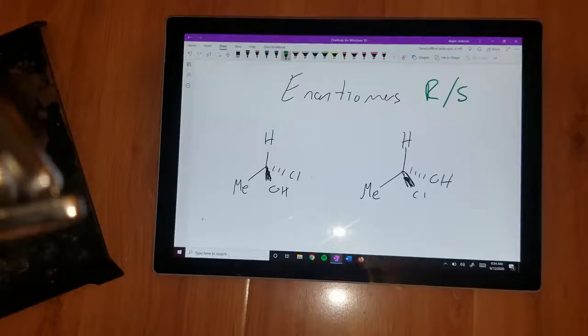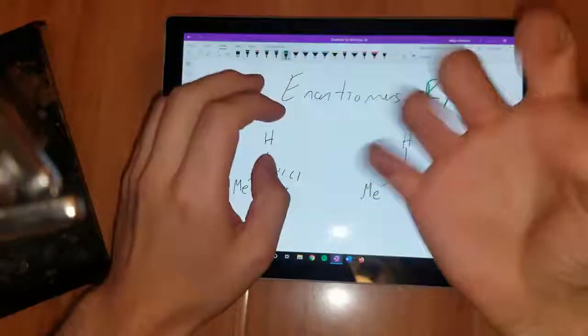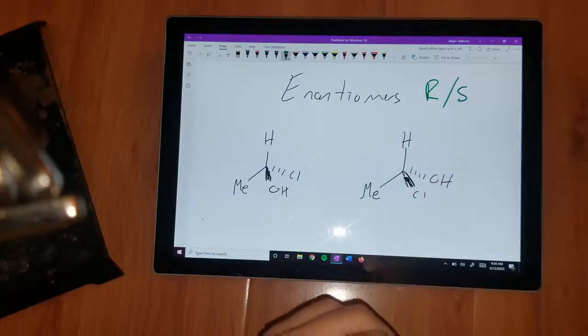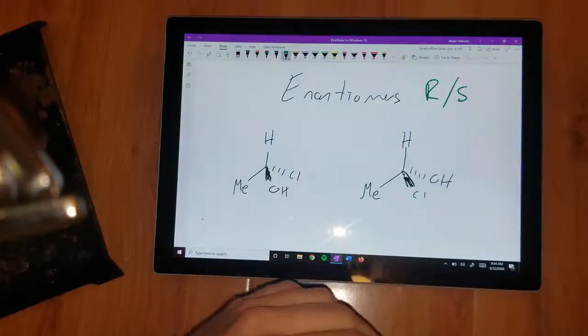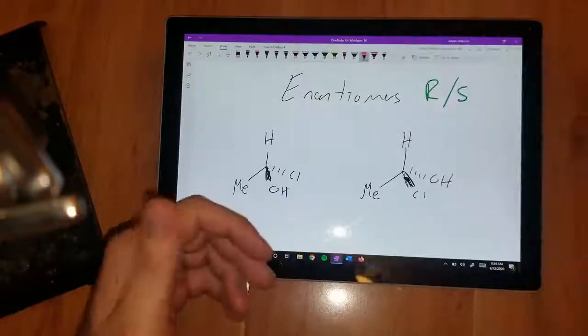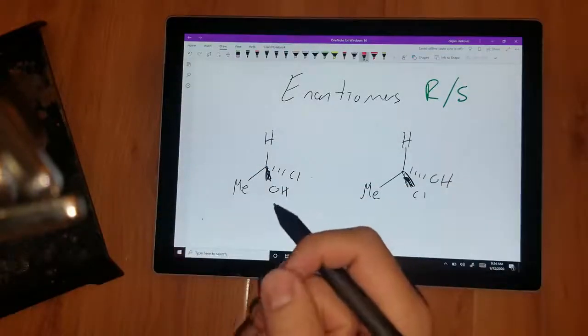All right, so the way we tell these differences, just like our hands, we have a right hand and a left hand. With these molecules, we have an R and an S enantiomer. And so let's take a look at the right hand rule. This is the way I like to do it. You don't have to do it this way if you don't want to. The first thing, though, we need to do is assign priorities.